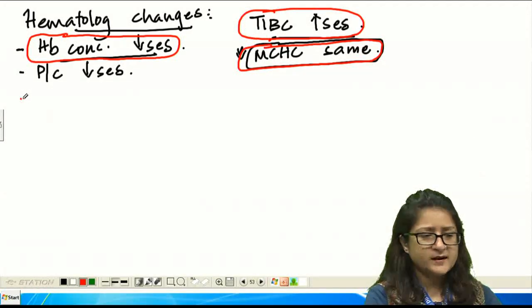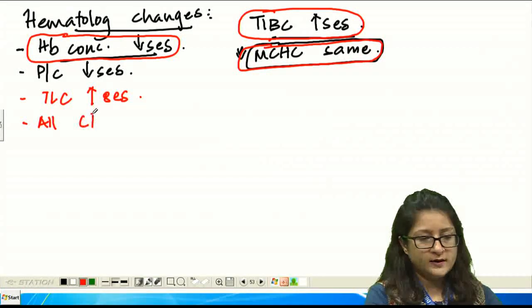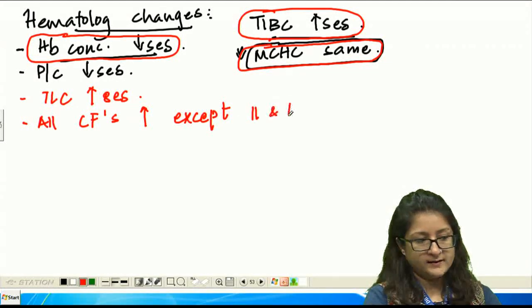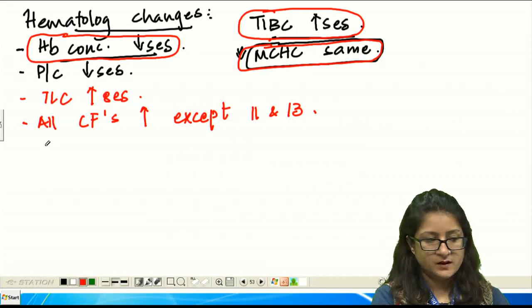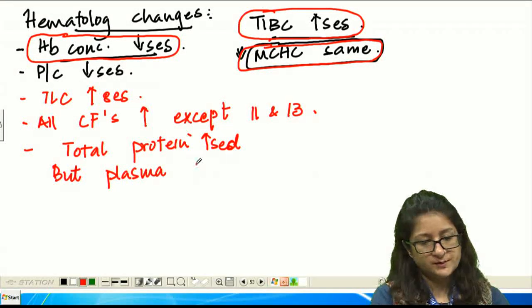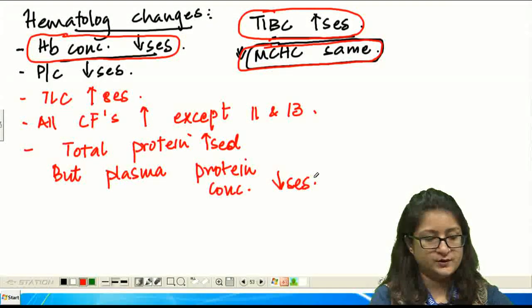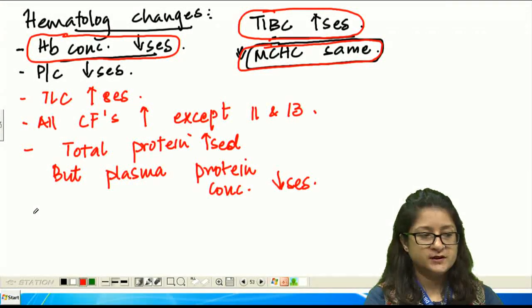All right. Another important point is that the TLC increases. All clotting factors increase except factor 11 and 13. Total proteins increase, but the plasma protein concentration decreases because of hemodilution. Okay, so these are the important points that you have to remember about the hematological changes.